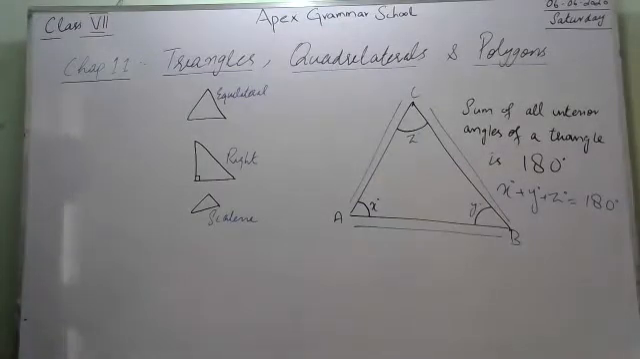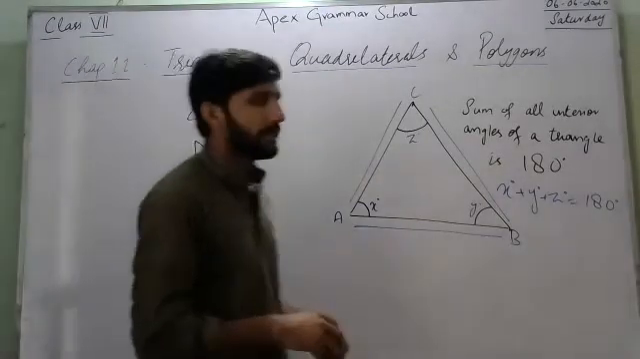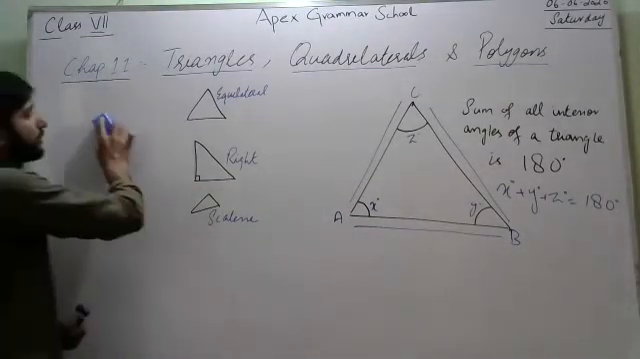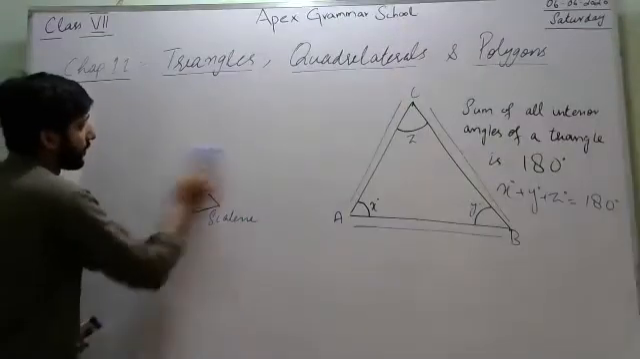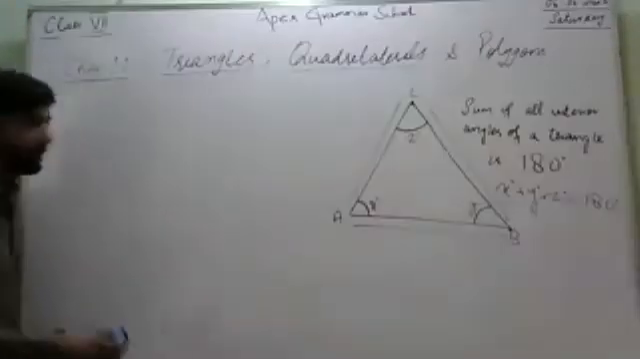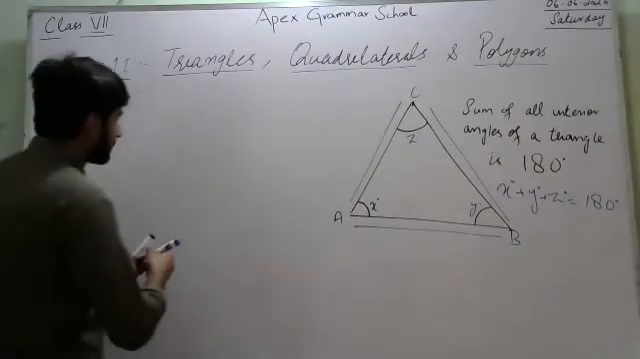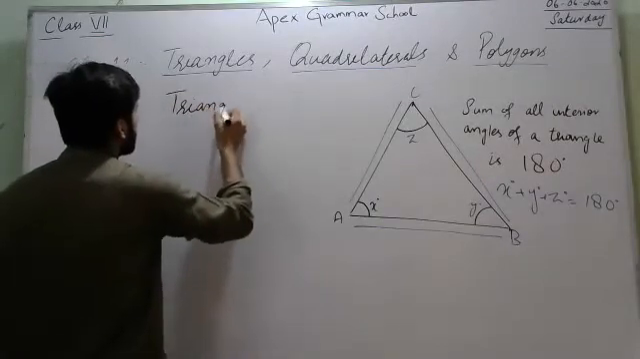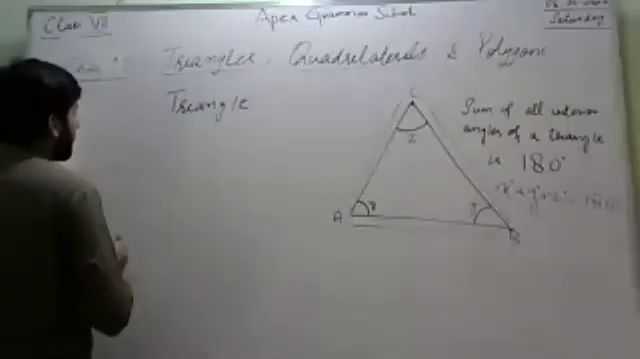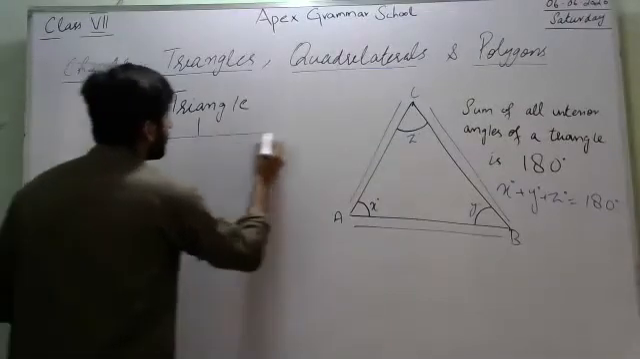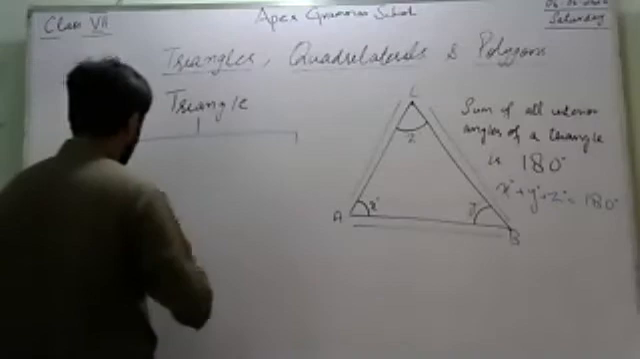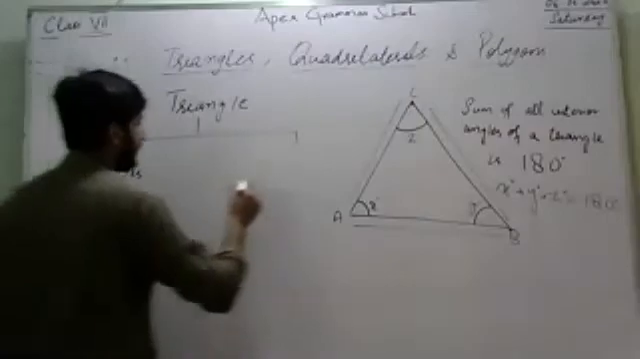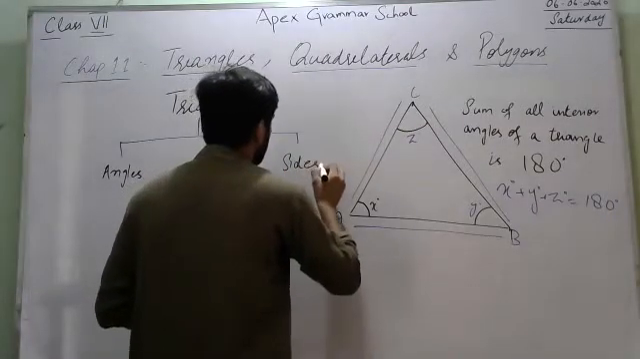Now on the basis of sides and angles, a triangle is classified into different types. Three of them are on the basis of its sides and three of them are on the basis of its angles. Further classification into two parts. One on the basis of angles and other on the basis of sides.